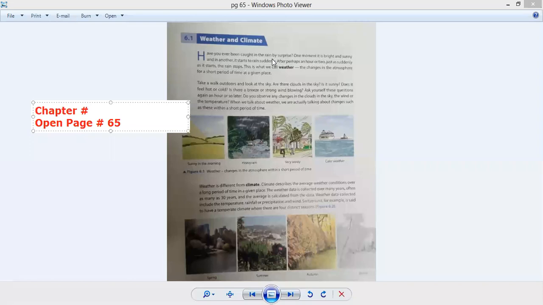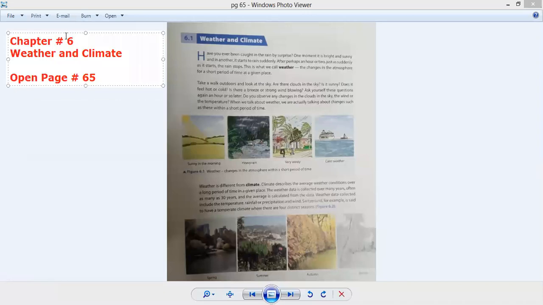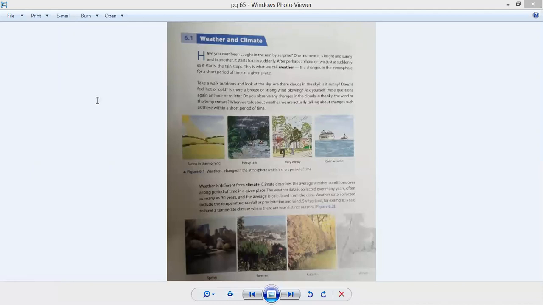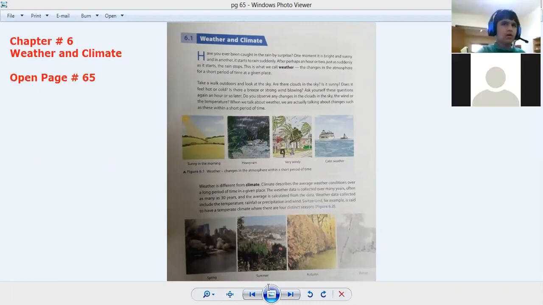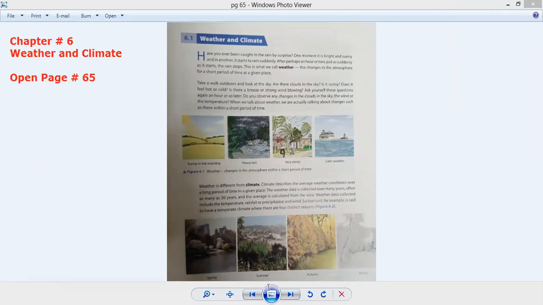Now we are going to start our chapter. The new chapter is chapter number 6, and the name of the chapter is Weather and Climate. Everybody open the page number 65. The topic is started on the page number 65.